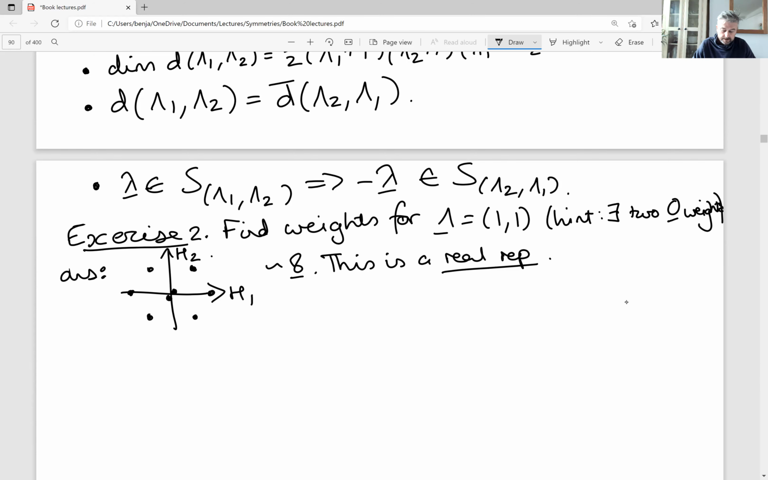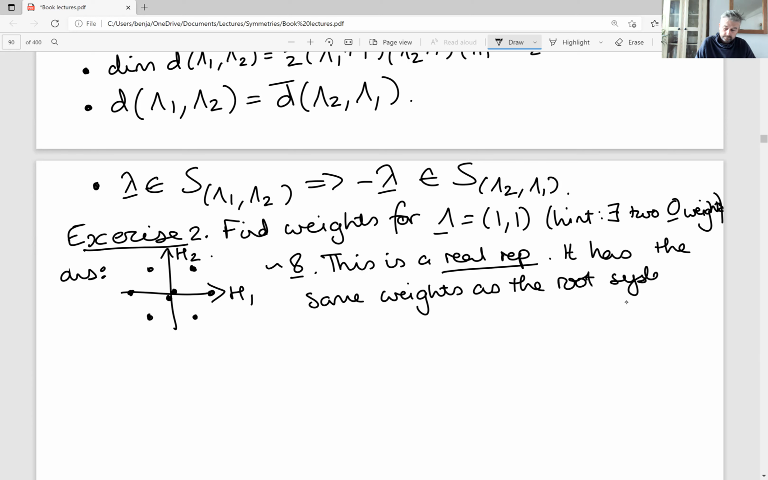We've seen a diagram very much like this. The one which is the same but without the zero weights is the root system. So it's the same as the root system plus R zero weights. So this is the adjoint representation of the Lie algebra of SU3.